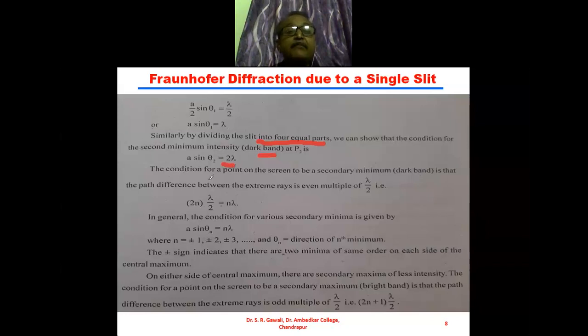So the condition for a point on the screen to be a secondary minimum, that is the dark band, is that the path difference between the extreme rays is an even multiple of lambda by 2.